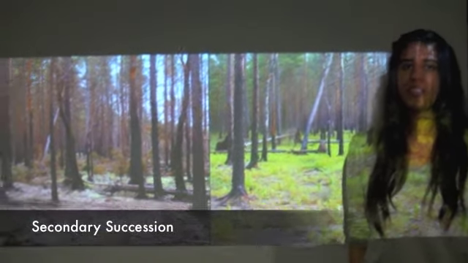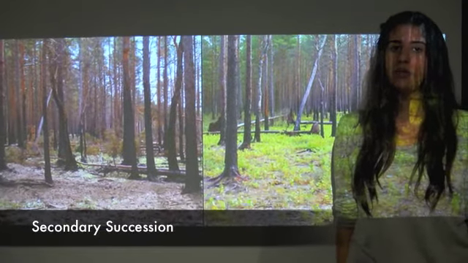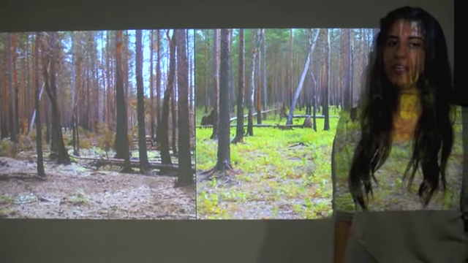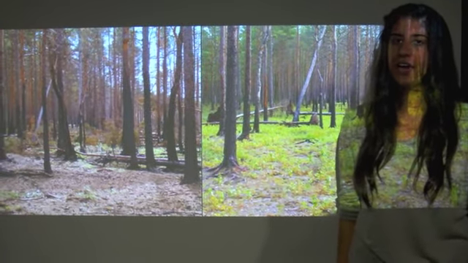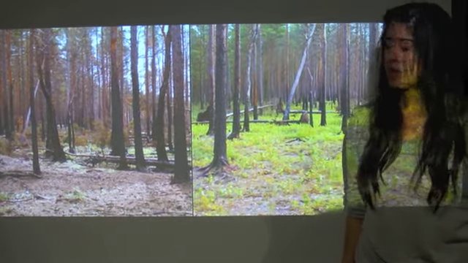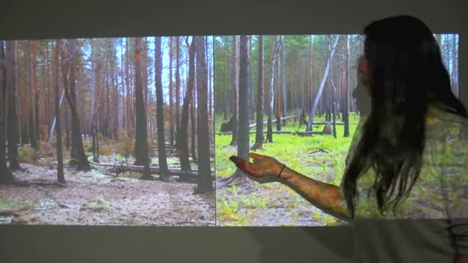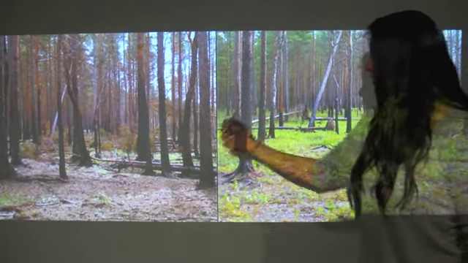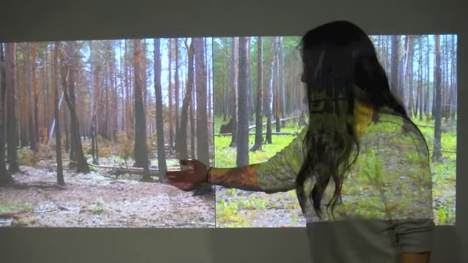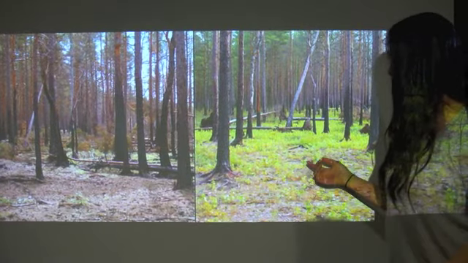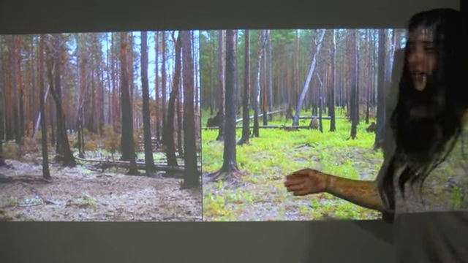Secondary succession is the reintroduction of life after a disturbance to an area that already has soil and has had living organisms. Here is an example of a boreal forest after a forest fire. This was after the forest fire, and this is the forest over time after the forest fire. And you can see grass growing.